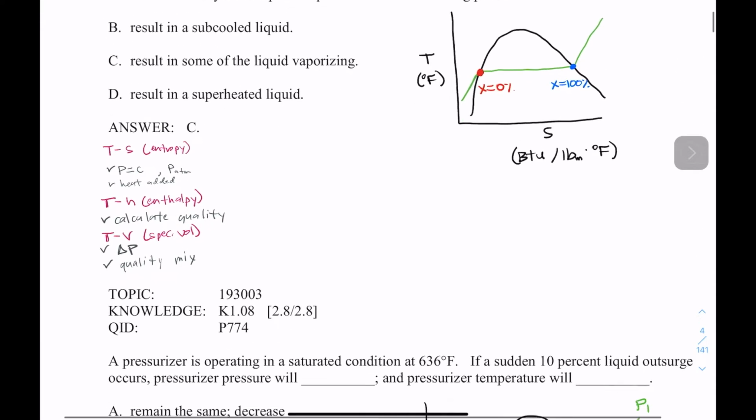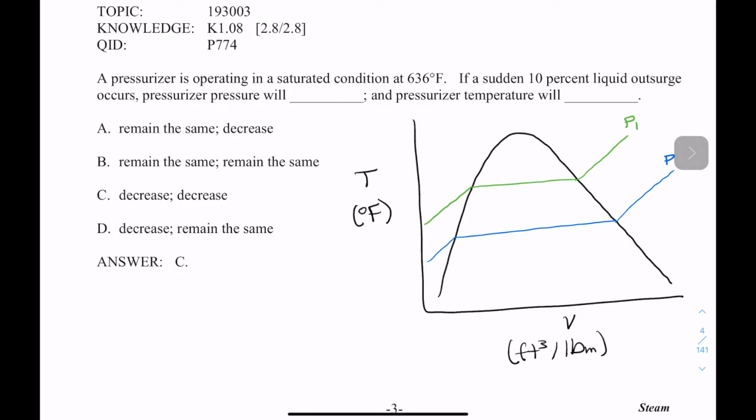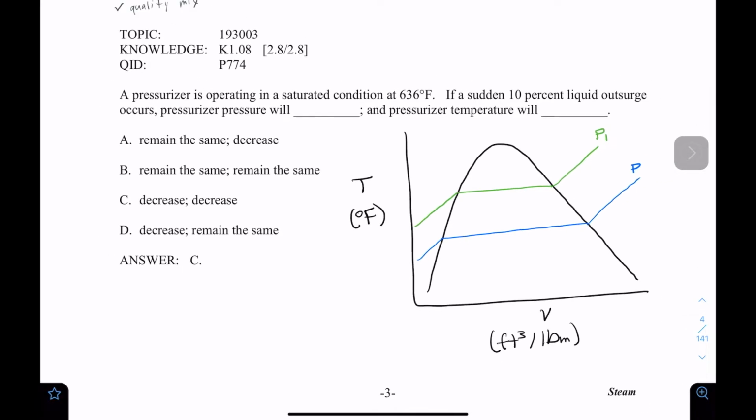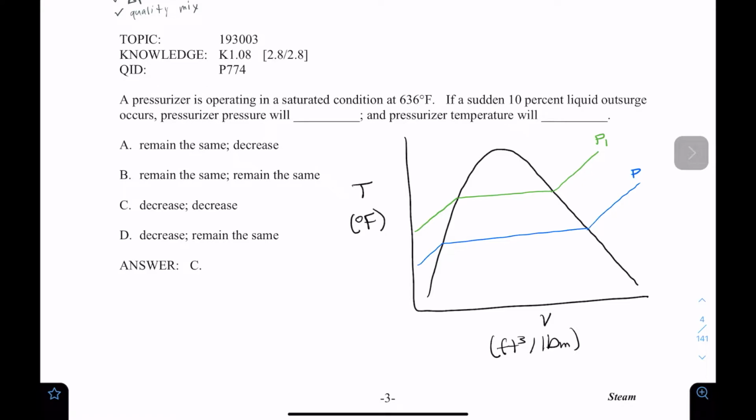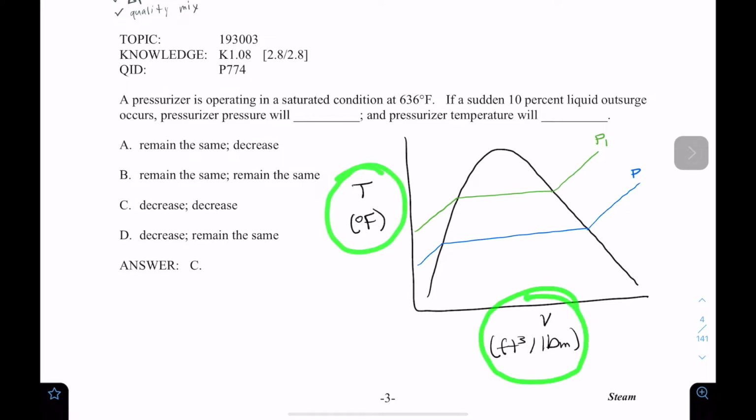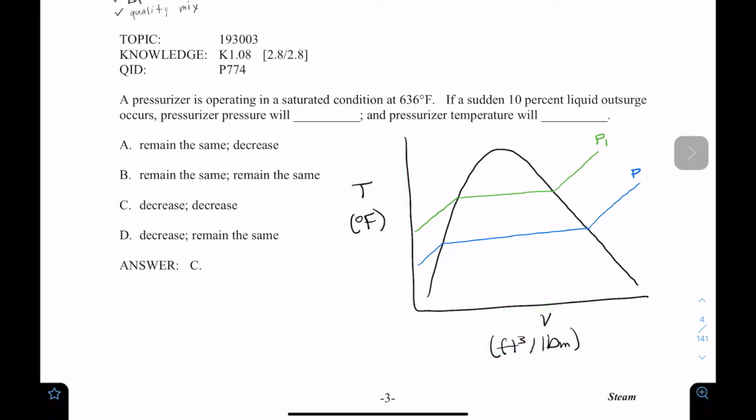Okay, next one, and check this one because here I'm changing my diagram. Now I have a TV diagram, temperature and specific volume. This is question P774. We have a pressurizer operating in a saturated condition at 636 Fahrenheit. If a sudden 10% liquid outsurge occurs, what's going to happen to the pressurizer?